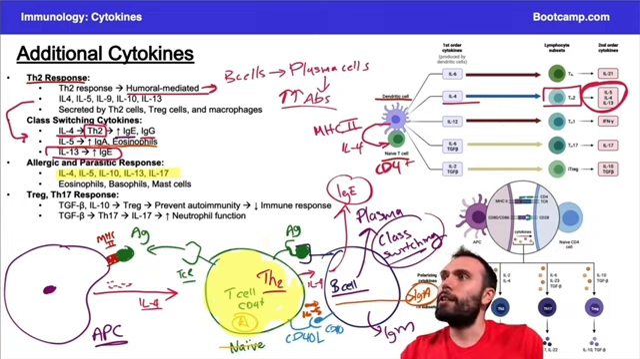I mean, especially in an allergic response, right? You're thinking interleukin 4, interleukin 13. Why? Because IgE response, right? IgE is going to be very classic for the allergic responses in general. They're going to be binding to mast cells, for example, causing degranulation.